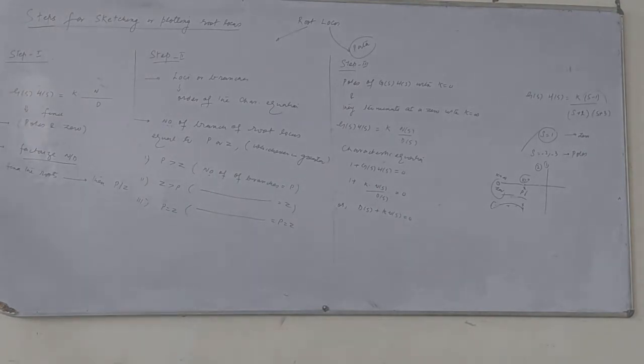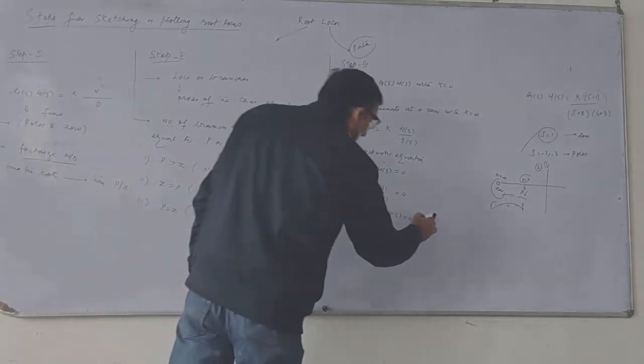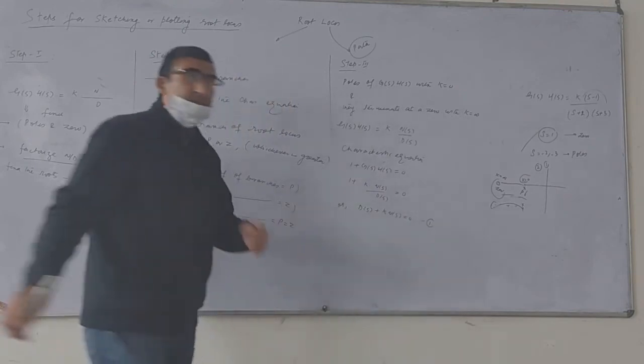We have taken the open loop transfer function, where we have a numerator polynomial and a denominator polynomial. Then I have substituted that in the characteristic equation and I have got the equation. Let's see, this is equation 1, d of s plus k n of s equal to 0.